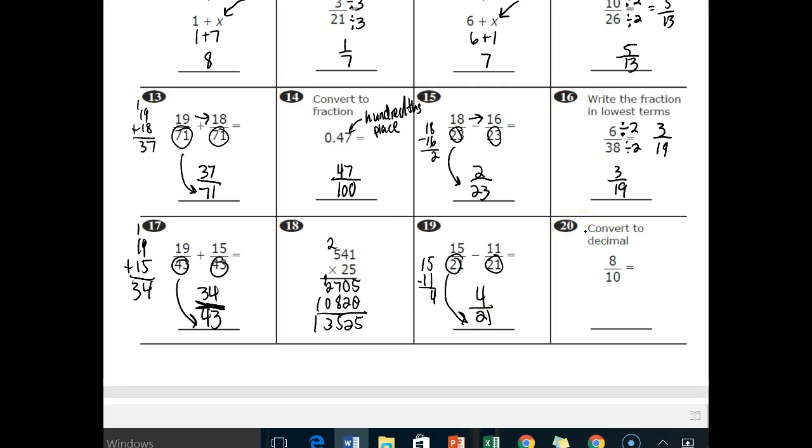Number 20, I'm going to convert to my decimal. I'm going to look at my reference sheet, and I'm going to look at the tenths. The tenths should be easy. When I look at my reference sheet, I should figure out that this is 0.8.